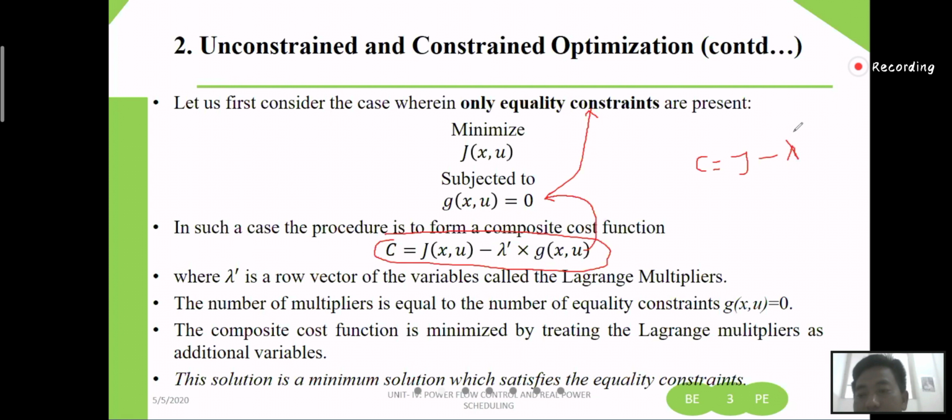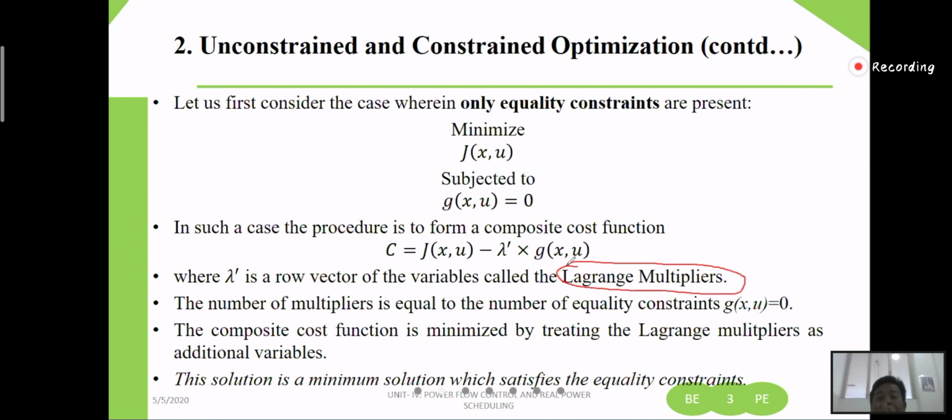Here I will consider a constant, and then it has to fulfill the equality constraint g(x, u) = 0. Okay, what is λ? With that λ, it is a row vector of variables, and it is called a Lagrange multiplier. In mathematics you might have learned what is meant by this Lagrange multiplier. Now if you consider the equality constraint and you are required to do an optimization, you have to form a composite function.